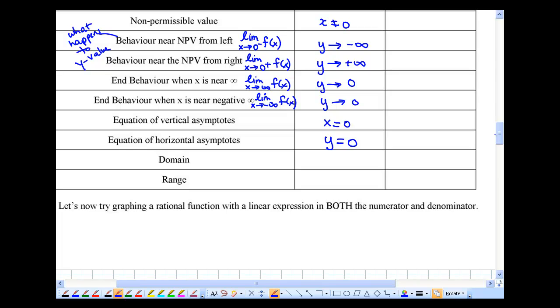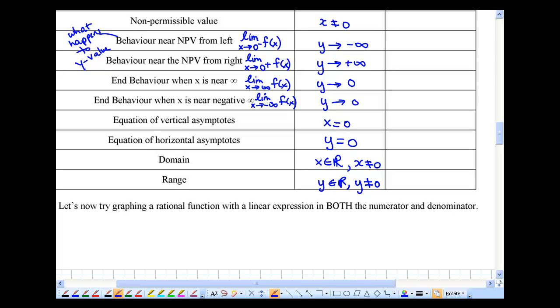And then finally, the domain and range. So what happens there? Well, if you look at the graph, the domain seems to be all real numbers. Except for what? That's right, except for our asymptote, or our undefined or non-permissible value. X can't be 0. What about the range? Yeah, you got it. Same idea. Y is all real numbers, but y can't be equal to 0. Okay?